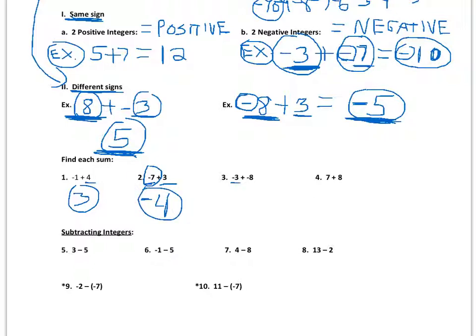Okay, these are both negative, so my answer is going to be negative. I just add 3 and 8 and I get 11. And then these are two positives. I just add those, 7 plus 8. I still get a positive, it's 15.